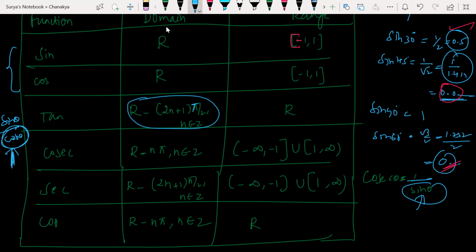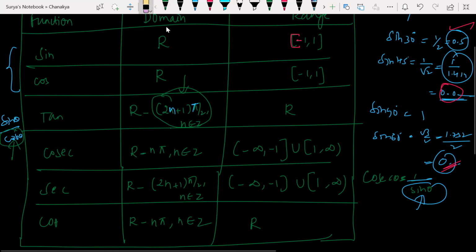Look at this. If I substitute n value as 1 here, 2 plus 1, 3 pi by 2, 0. If I substitute n value 2, I will get 5 pi by 2. If I substitute n value as 3, 6 plus 1, 7 pi by 2. Which means 3 pi by 2, 5 pi by 2, 7 pi by 2. These values always give me 0, isn't it? So in the denominator, cos is there, and cos should not become 0. So this part should not become 0, except this.